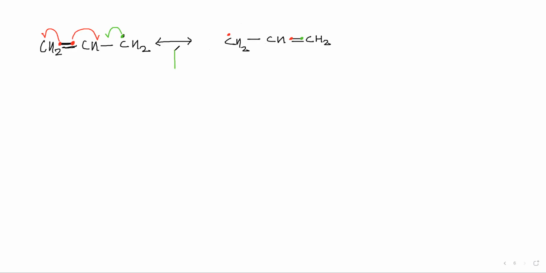Now what will be the resonance hybrid? The resonance hybrid will be CH2 single bond CH single bond CH2. Now both of these single bonds will have a partial double bond character, and delta free radical here, delta free radical here. Okay, are you with me till here?